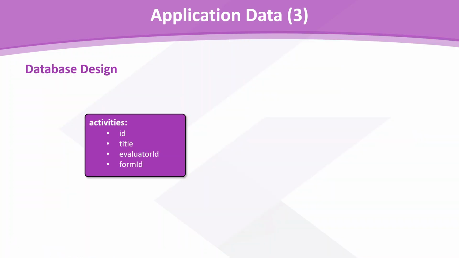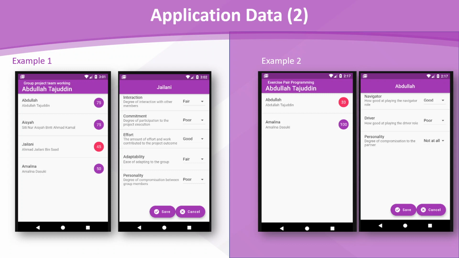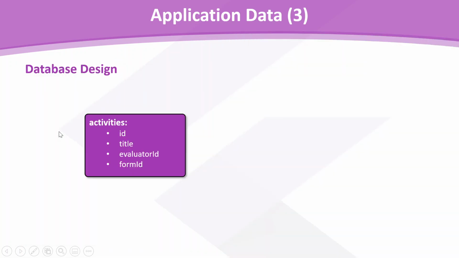So let's take a look at the database design. We have a list of collections. First is activities. Activities consist of ID, title, evaluator, and the assessment list. The ID, title, and evaluator ID. This is to link to the evaluator.